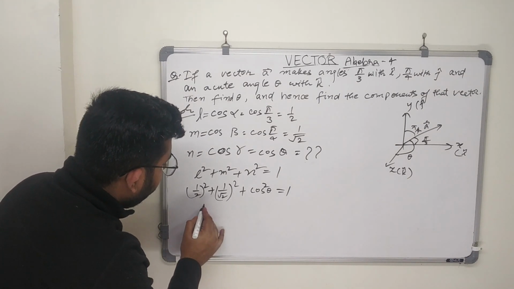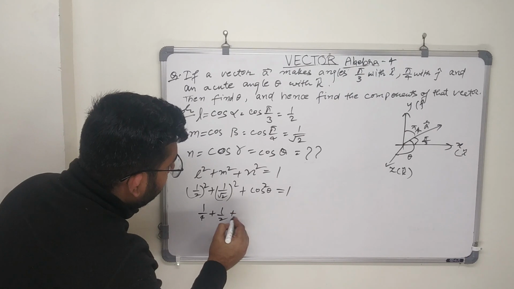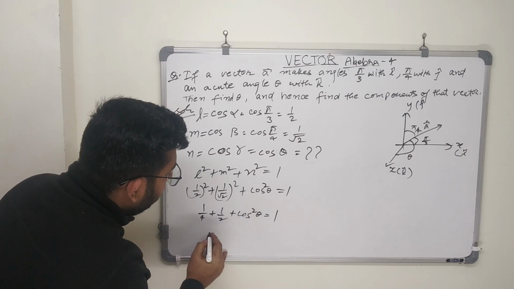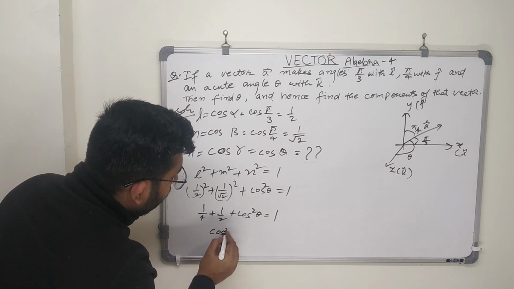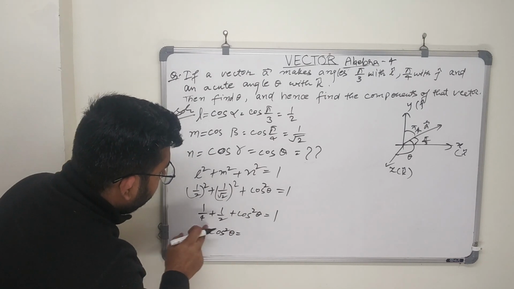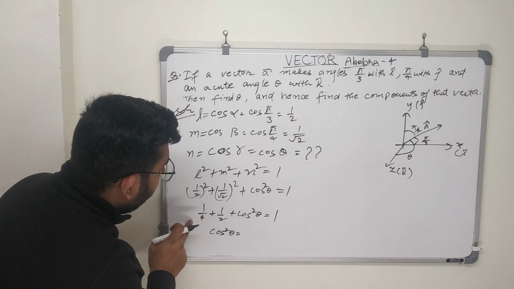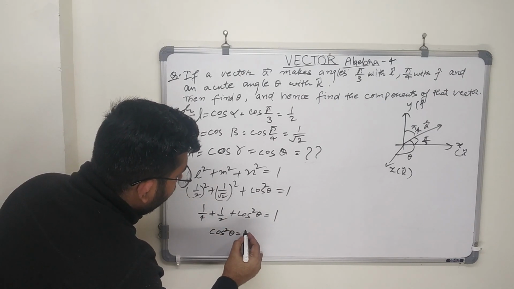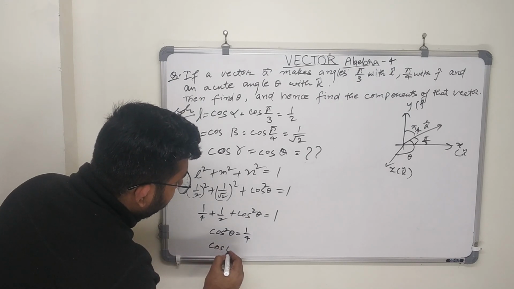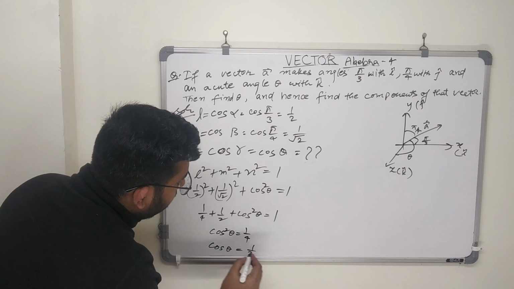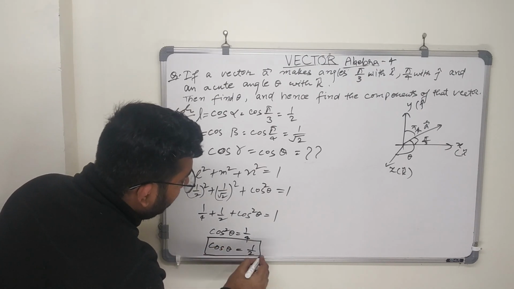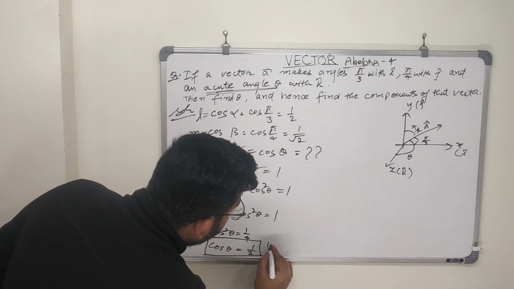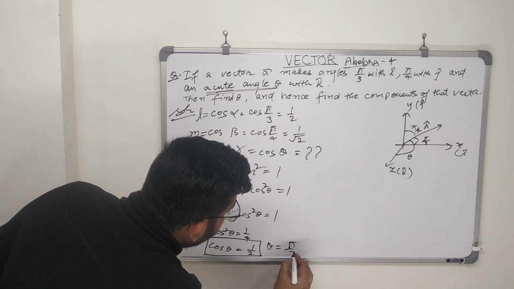So now simplifying, 1/4 plus 1/2 plus cos square theta will be equal to 1. So now calculating theta from this, cos square theta is equal to 1 minus 3/4, where 1/4 plus 1/2 is 3/4. So 1 minus 3/4 is equal to 1/4. So cos of theta will be equal to, taking under root on both sides, 1/2. So by this the acute angle theta will be equal to pi by 3.